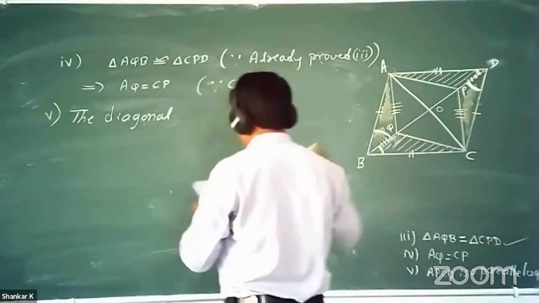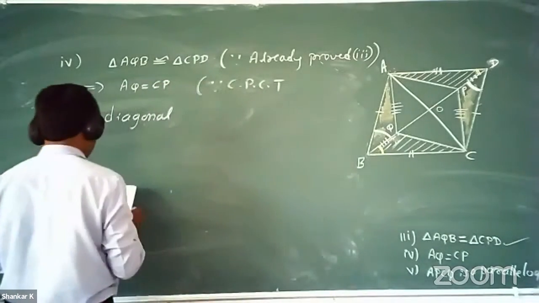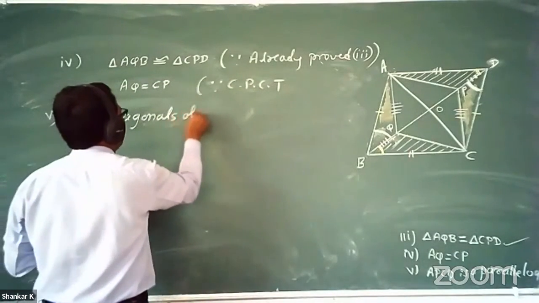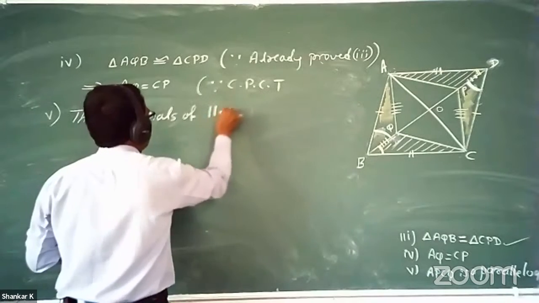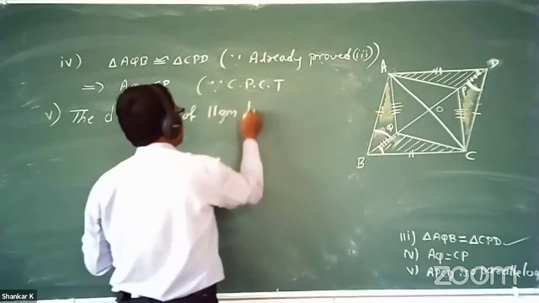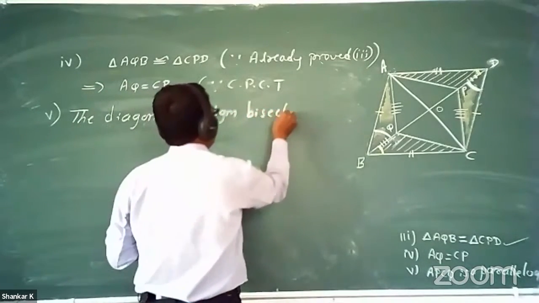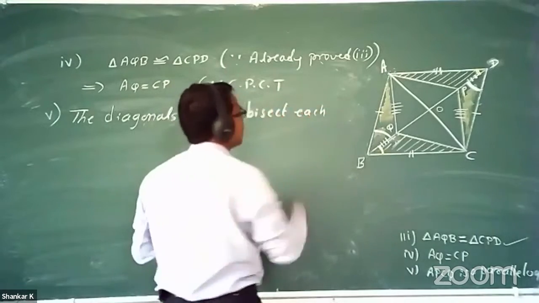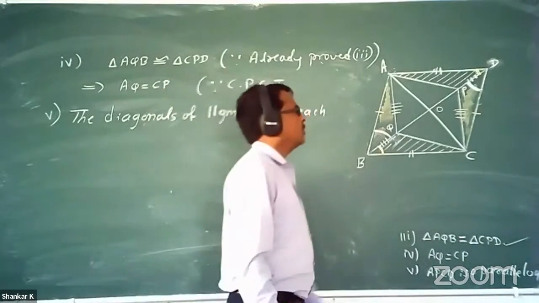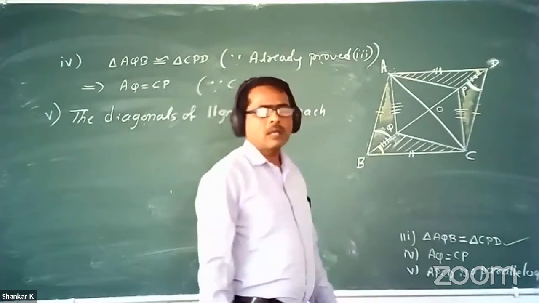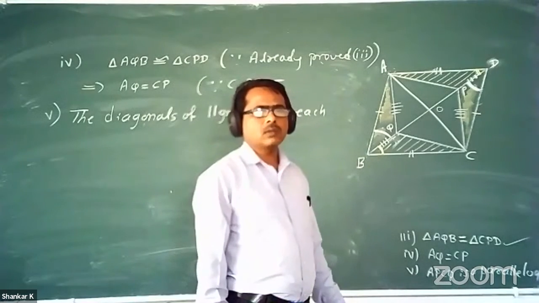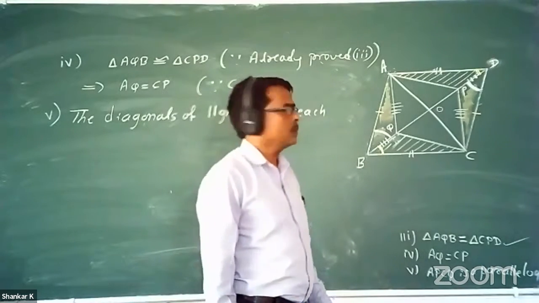This is the diagonal we constructed. The diagonals of a parallelogram bisect each other. We know diagonals of a parallelogram bisect each other. Again, you know that in a parallelogram the diagonals bisect each other. What does bisect each other mean?